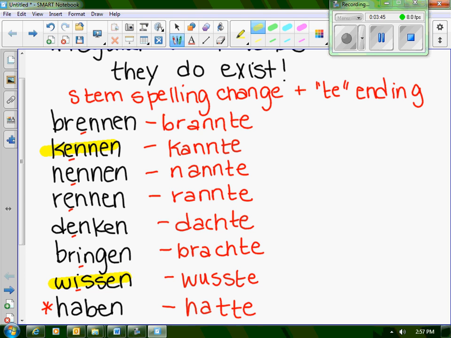So, kennen means to know a person, and wissen means to know a fact. Kennen also means to be familiar with, like the example in the book. Ich kannte fast alle Leute auf der Party. I pretty much knew everyone at the party. So that is the difference between kennen and wissen.